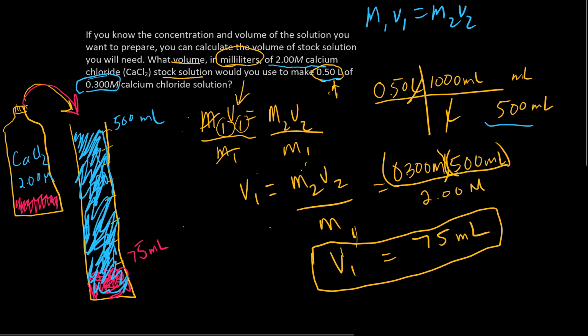Okay, so we have a way of using our stock solution to prepare a solution that's 500 milliliters with a concentration of 0.300 molar. Okay, just one second here. We got to get that dot out of there. That's annoying me. Okay, so 500 milliliters of our 0.300 molar solution. And that is how you use this formula.